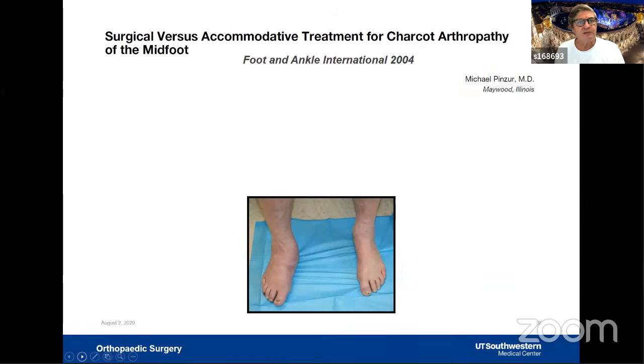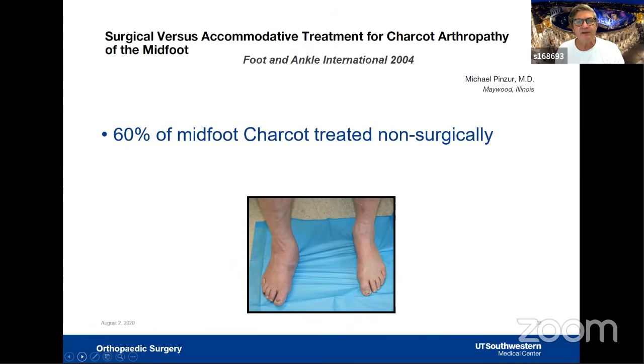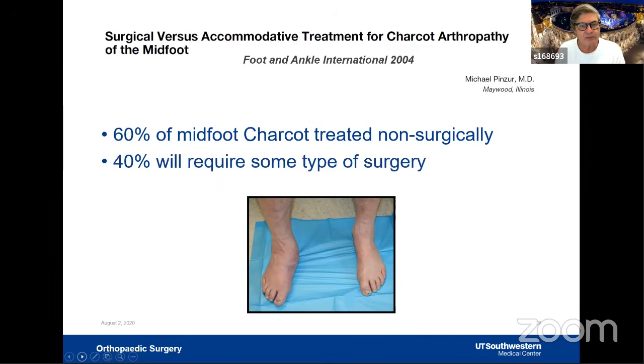And again, then Dr. Pinzer in 2004 looked at his own series for the midfoot, and what he found in his midfoot cases was that he could treat 60% of them non-surgically and 40% required some type of surgery.